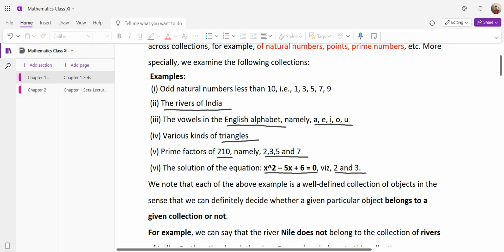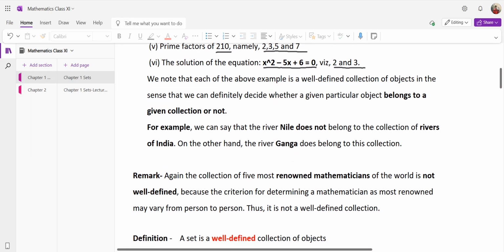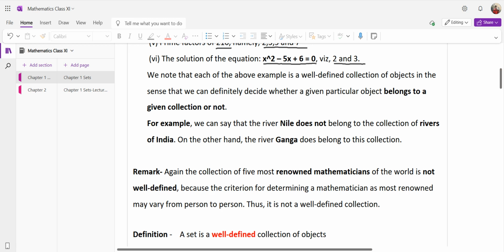We note that each of the above examples is a well defined collection of objects in the sense that we can definitely decide whether a particular object belongs to the given collection or not. For example, we can say that river Nile does not belong to the collection of rivers of India. As we know, this is one of the rivers of Africa. On the other hand, the Ganga does belong to this collection.